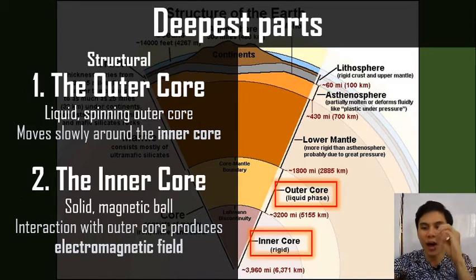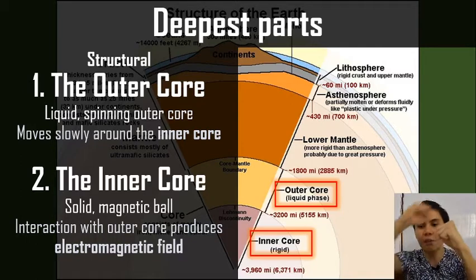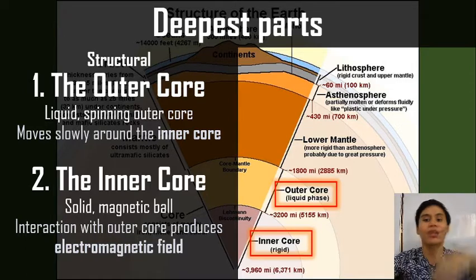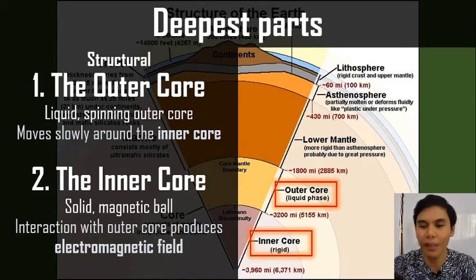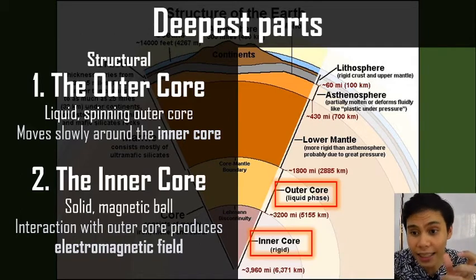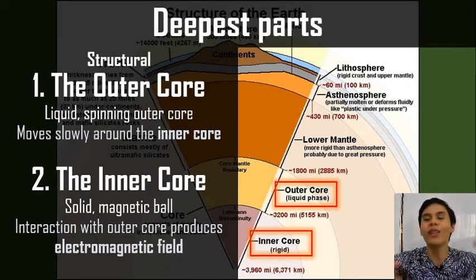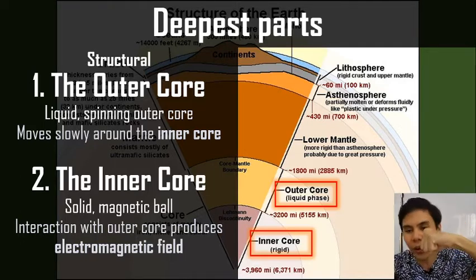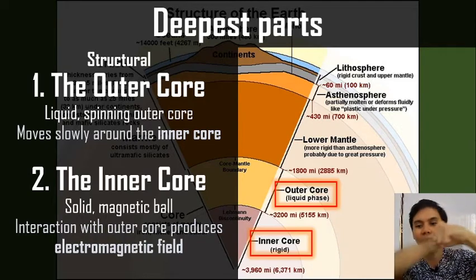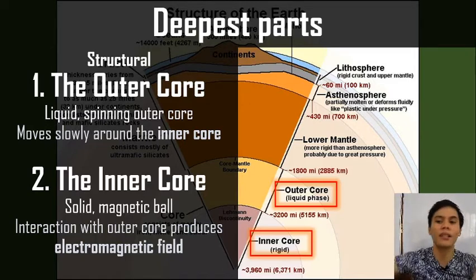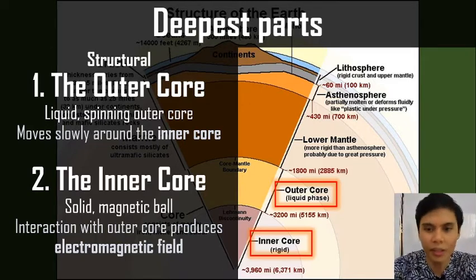Because of the solid magnetic ball in the center and the spinning outer core, also made up of magnetic metals, it functions like an electromagnet. If you've ever had an experiment in physics where you have an iron nail, and you wrap it with wire, and you have electricity running through the wire and it becomes a magnet, that's the same as the Earth. The Earth is like a giant electromagnet. We have that nail, the inner core, and then we have that wire with electricity flowing through it, the outer core that's moving. So that creates an electromagnetic field that shields us from solar radiation. So thank you, inner and outer core.